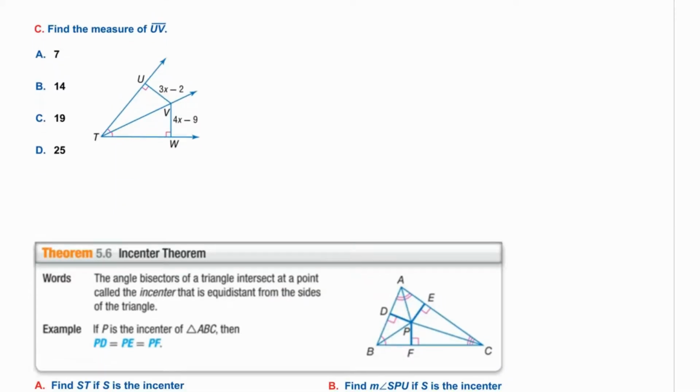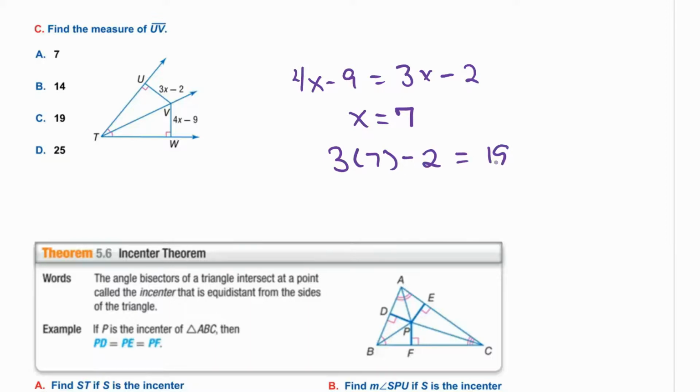And in this one, we're told that UV is the angle bisector, so we know that UV equals VW. Again, we'll solve for X, then use X to find UV. The answer would be 19.